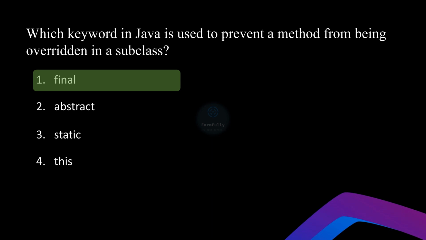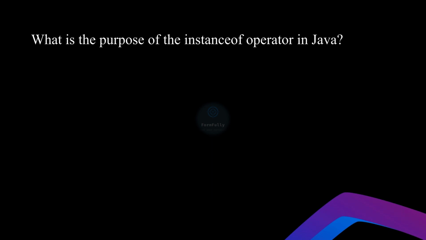Static, as you know, static methods are associated with the class, not with instances, and they are not overridden in the traditional sense. The this keyword, you also know, is used to refer to the current instance of a class and is unrelated to preventing method overriding. So the final keyword in Java is used to prevent a method from being overridden in a subclass. Moving to the next question. What is the purpose of the instanceof operator in Java?